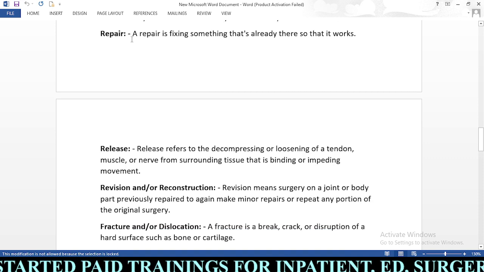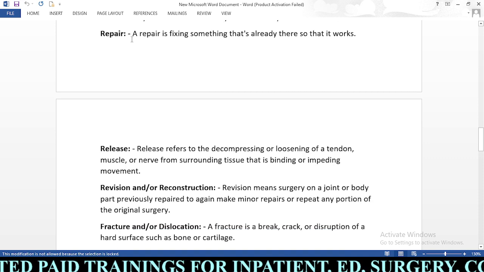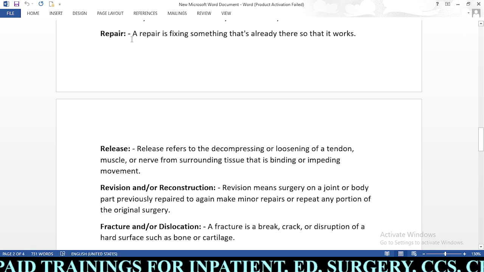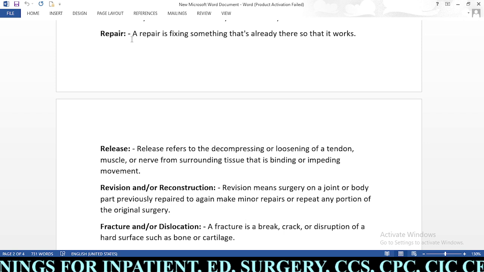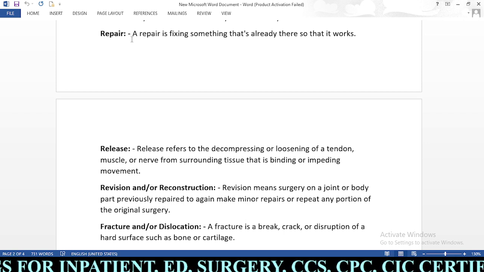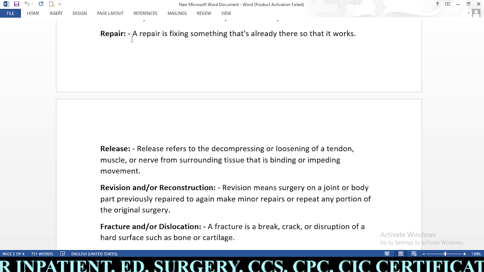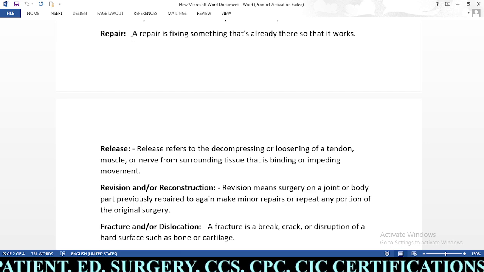Next one is repair. So what is a repair? A repair is fixing something that is already there so that it works. So basically in repair, the physician will use sutures or any other techniques in order to repair the wound.